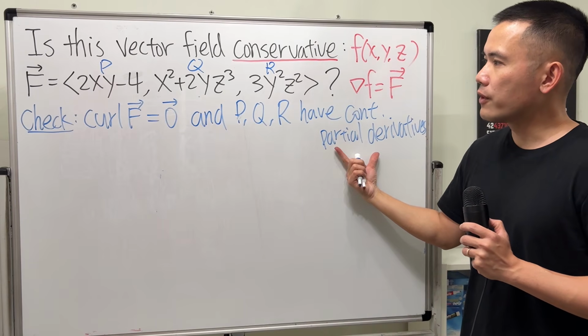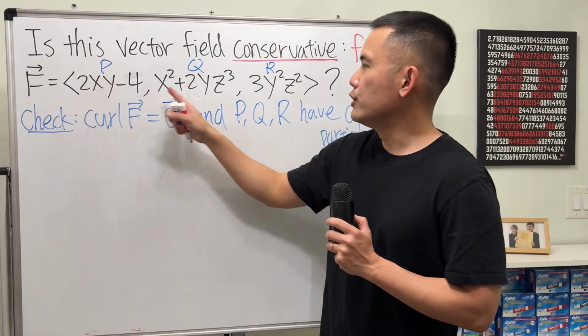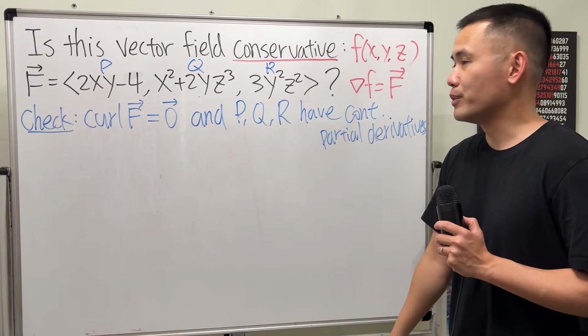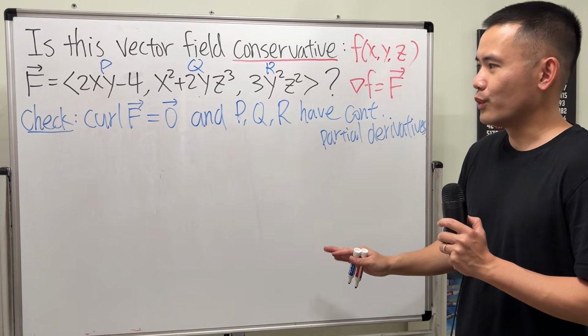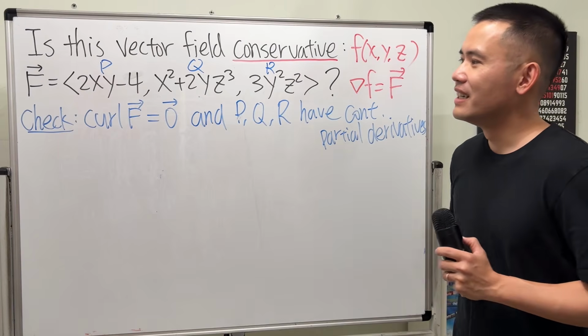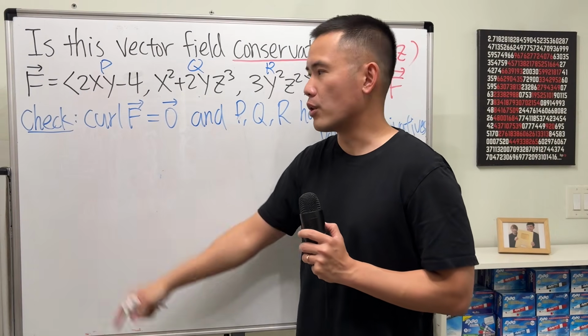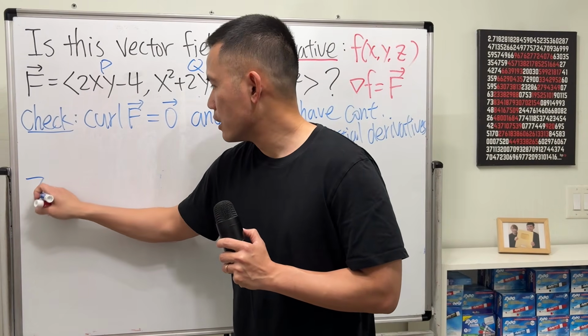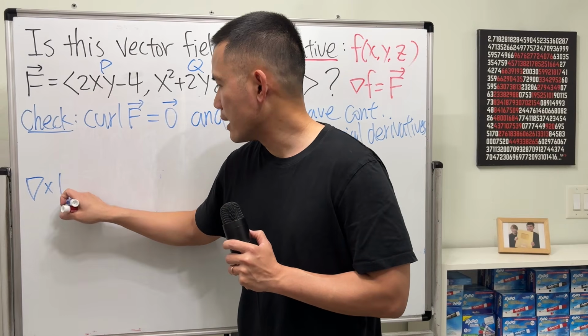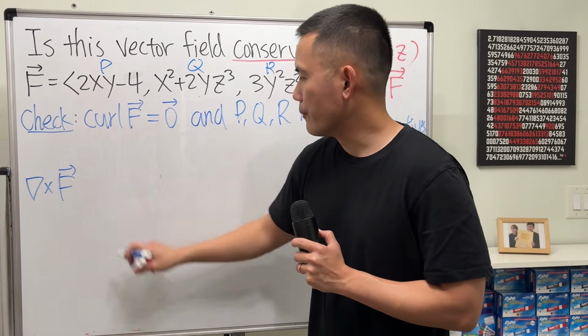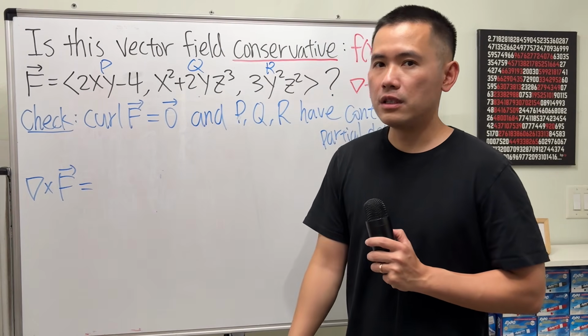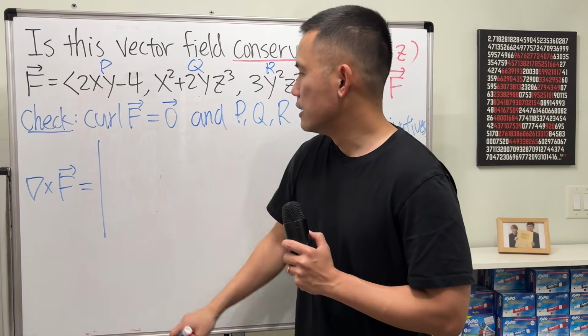So if you check this part first, you can see that if you differentiate all of them, they're just like polynomials, so of course it's always going to work. So this right here checks. Now we just have to compute the curl. So by definition, curl is the del cross the vector field. And this right here is just going to be the determinant of a 3x3 matrix. Set it out like this.